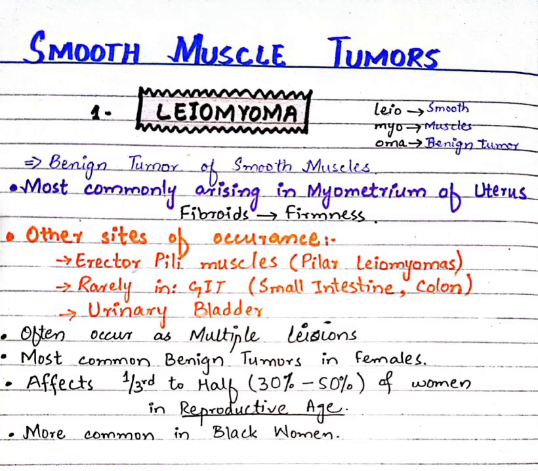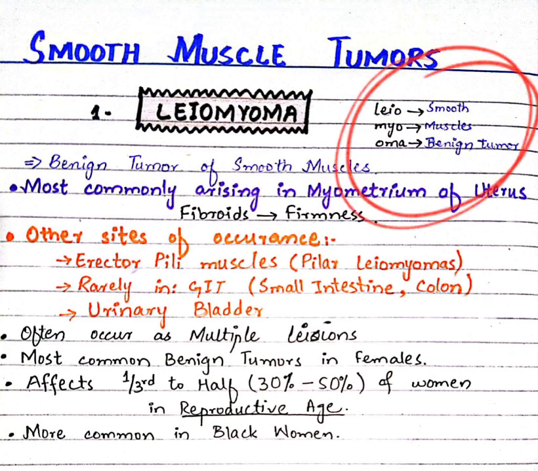In this video, I'll discuss the pathological features of smooth muscle tumors. So let's start with leiomyoma. Leiomyoma is a combination of three words. Leio means smooth, myo means muscle, and oma means benign tumor. So leiomyomas can be defined as benign tumors of smooth muscle cells.